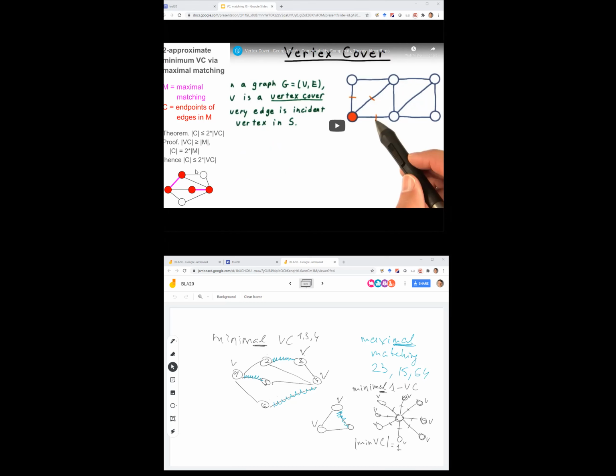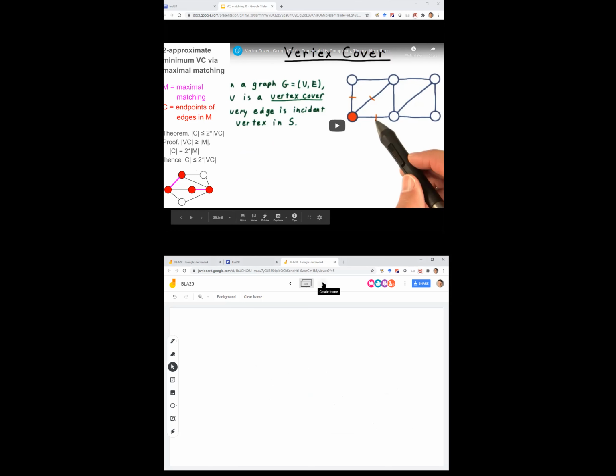Let's now do it on, say, the next page in the Jamboard. So we have one example of how this algorithm runs over here on this graph. Two purple edges, yes, they are a maximal matching, and their endpoints constitute a vertex cover. Let's do another example now on the Jamboard. I'll try to draw another graph. Maybe something like this. Okay, that's a graph. So in this graph, let's first find a maximal matching.